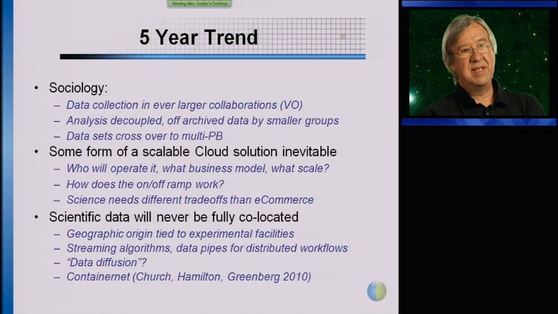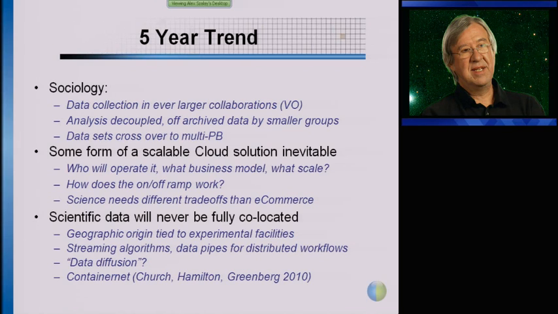So in 5 years, there is also a sociological trend in science: data collection is happening in ever larger collaborations. Think of the LHC, the Virtual Observatory, NEON, or oceanography, you name it. The typical properties of these projects are that the analysis is decoupled from the data collection, and it is mostly done off the archive data. And as the data sets cross over to multiple petabytes, it will be increasingly important to have the computational infrastructure that enables data-centric computations and analysis performed on top of the data.